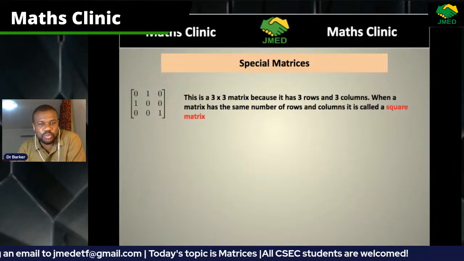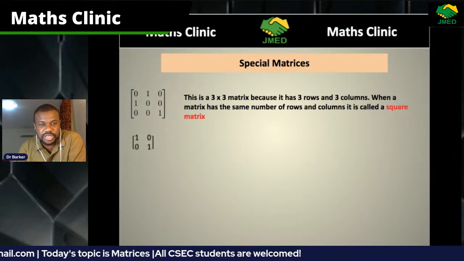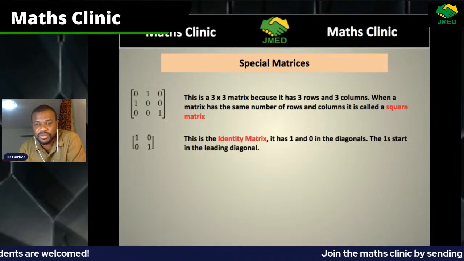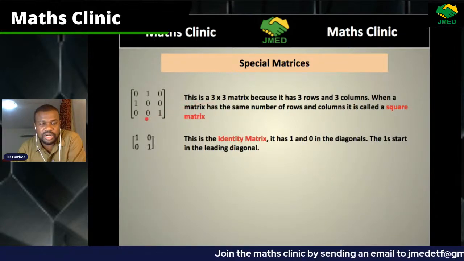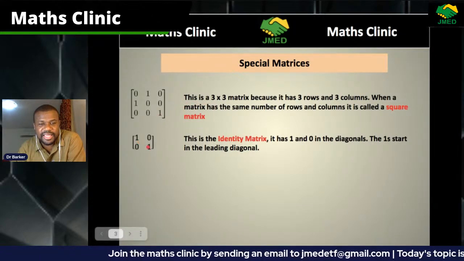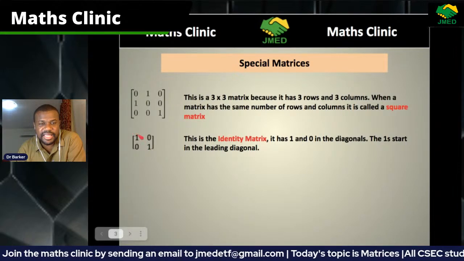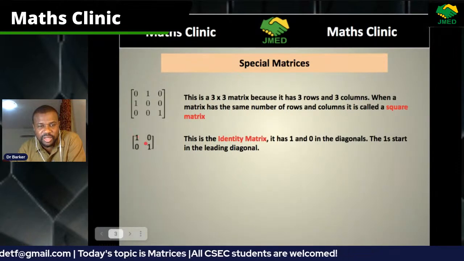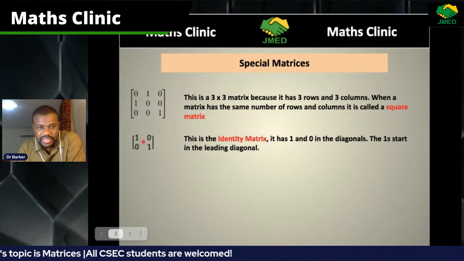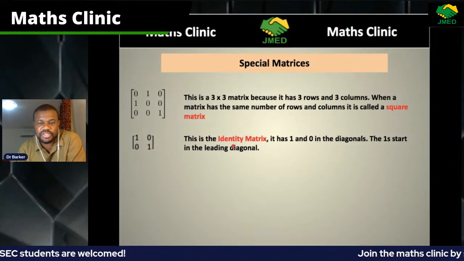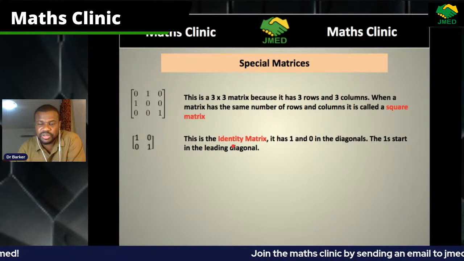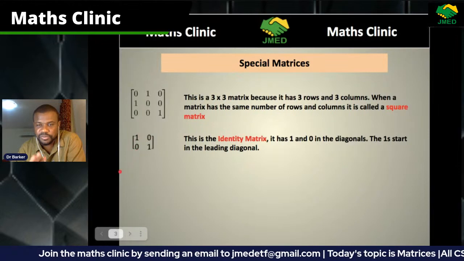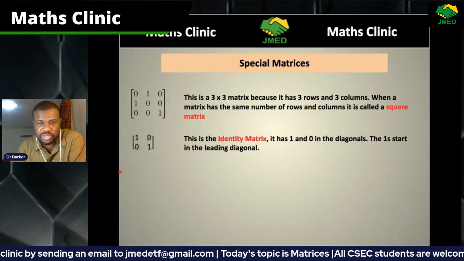All right, so someone mentioned a 2 by 2 matrix. This is a special type of matrix, this one as well. This is the identity matrix, and it has 1s and 0s in the diagonals. The ones will start in what we call the leading diagonal, okay? So this is the leading diagonal, the first diagonal as you enter the matrix, and when we think of diagonal, it's that line going across that square in that sense. So it's called the identity matrix. It has 1s in the leading diagonal, and the other positions will just have zeros. It's just the name of the matrix, and there are some uses for it.